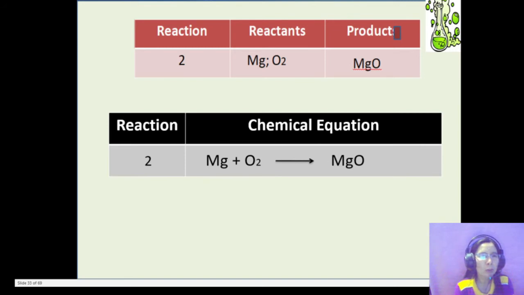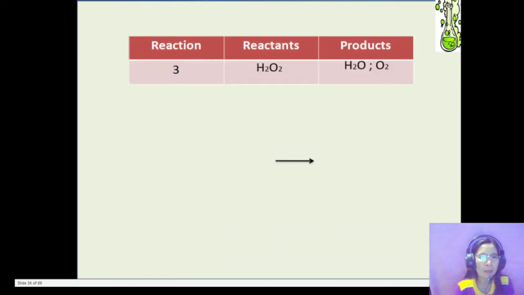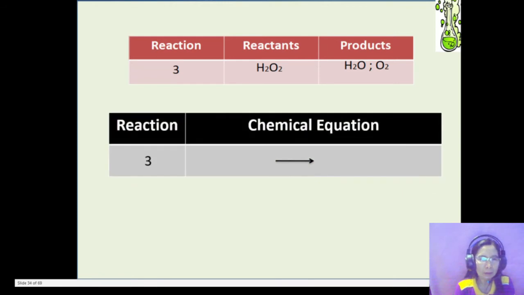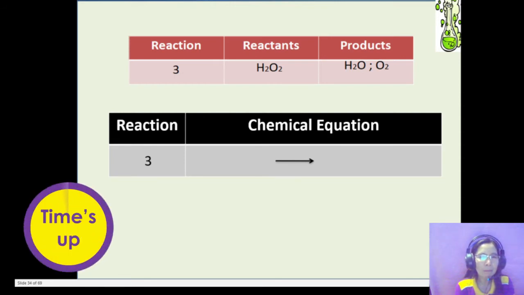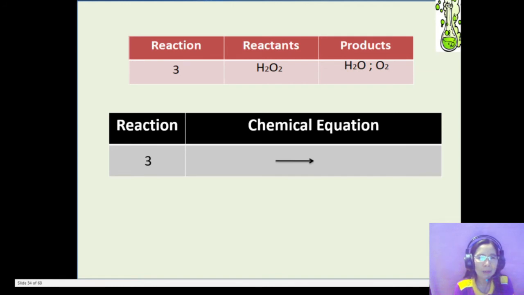This time, let's move on to number 3. 2 seconds for number 3. Time is up. Let's see if your answer is correct. And this is the correct answer. There is only one reactant, which is the H2O2 or the hydrogen peroxide, and we have 2 products, namely the water and oxygen gas. And we also follow the correct way of writing chemical equation. We use an arrow to separate the reactant from the products.